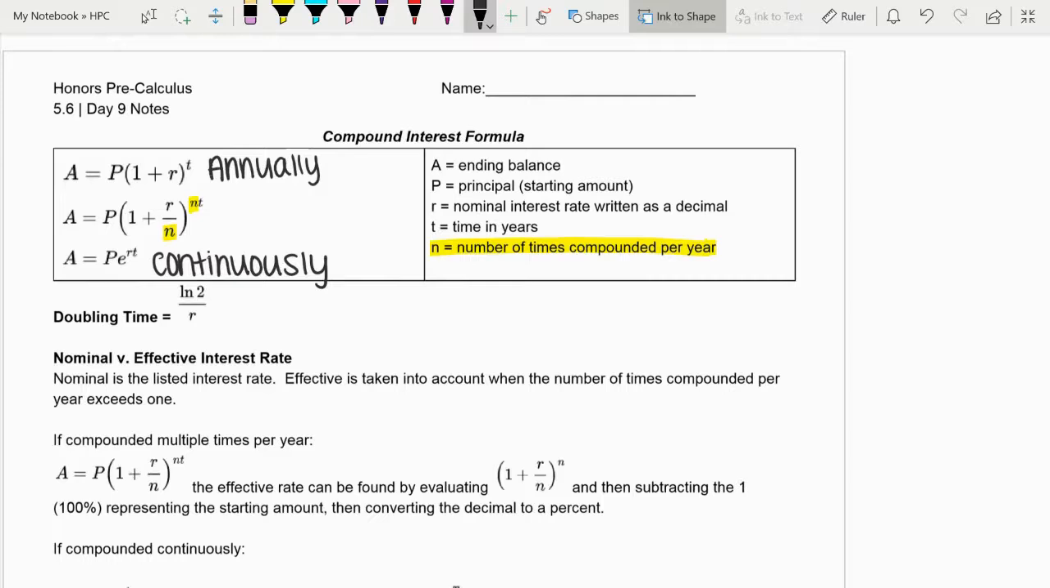Okay, next we have doubling time. So doubling time is the natural log of 2 divided by the rate. So this we can only use when we are talking about something being continuously compounded. So only for continuously.